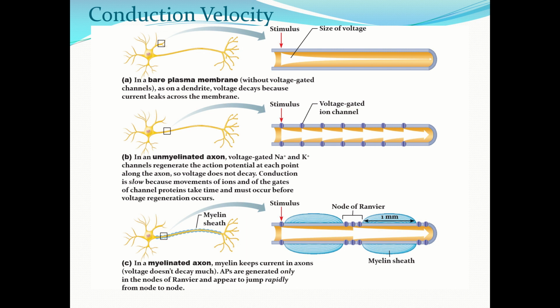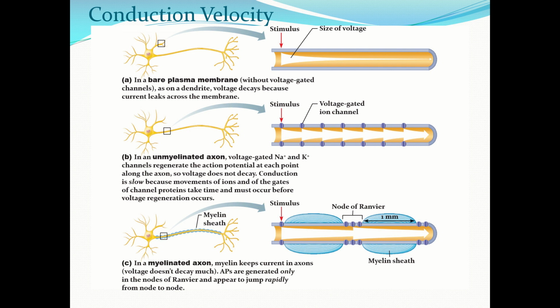Once the action potential is initiated and propagation occurs, there are 3 kinds of conduction velocities. In a bare plasma membrane, we're going to lose the energy. It's going to diffuse out. Like, remember how I taught you that during muscle contraction, we lose energy as heat, and so we will lose energy in a bare plasma membrane, which is why myelin is so important.